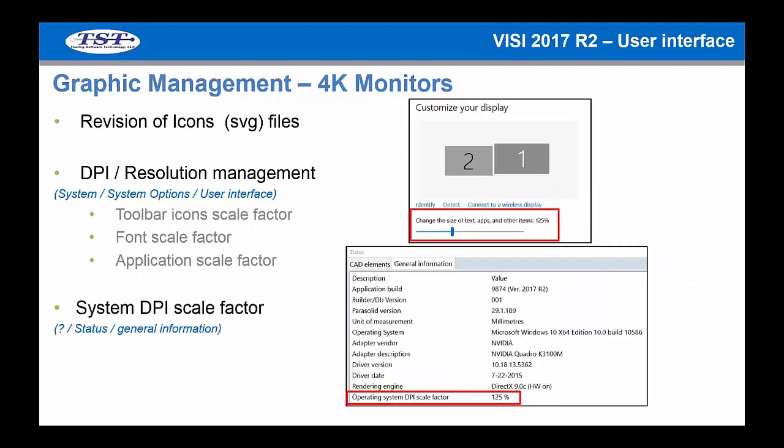Neat little addition there. The system DPI scale factor is going to be shown in your status. This is the scale factor that is set by Windows, that you have set inside your Windows settings. So please always remember it's going to refer to that first, and then be at 100, 125, and so on. So if you already have it at a bigger scale factor, you'll have to increase it even more.